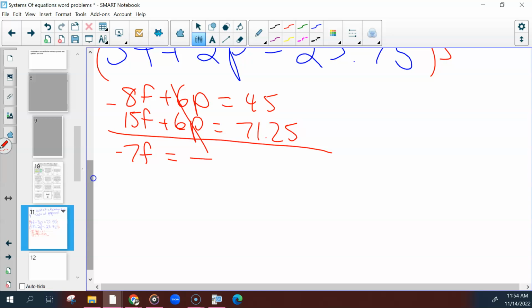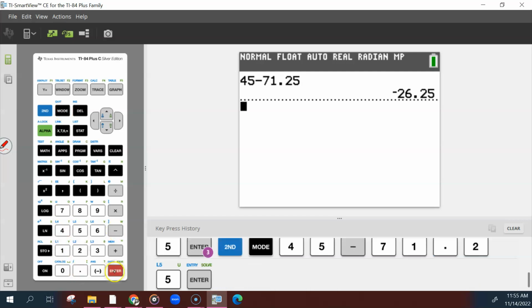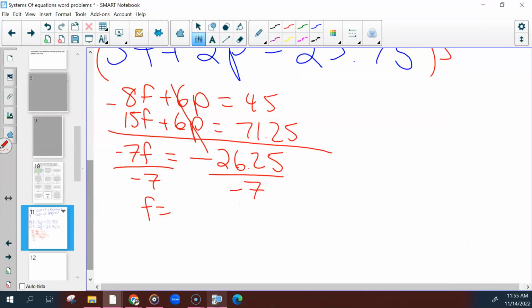It would be negative. Calculate it. Negative 26.25, and then divide. Should be 0.25. What is F? Dollars, correct, yes. So for this one, it only asks us to find one.